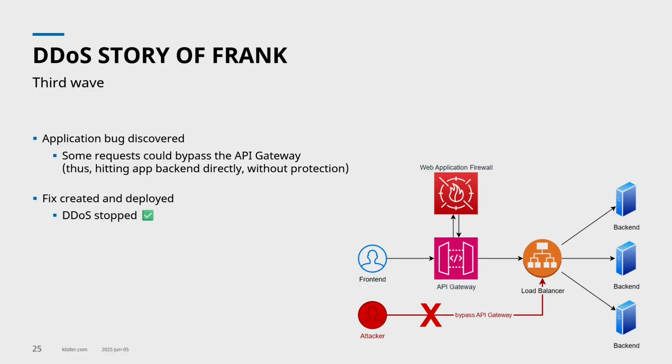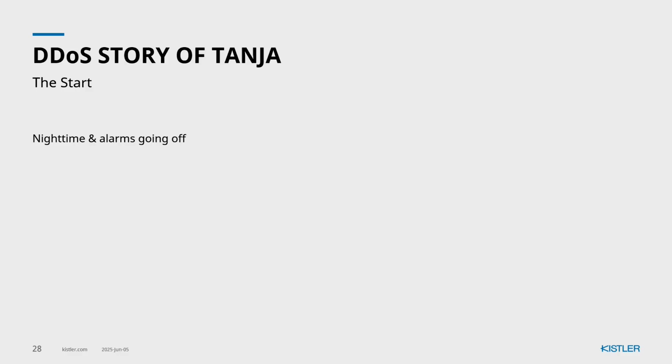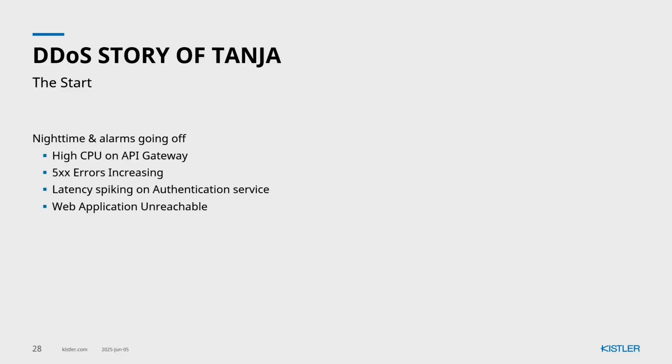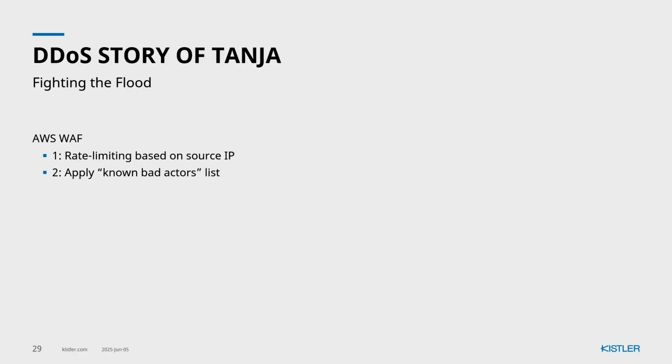So, a happy guy. The third story is about Tanya. And Tanya has, again, nighttime alarms going off. And all the alerts speak to what seems to be a classic DDoS attack according to all the signs. And Tanya was prepared. She already had rate limiting based on source IP in the web application firewall. She had applied a known bad actors list.